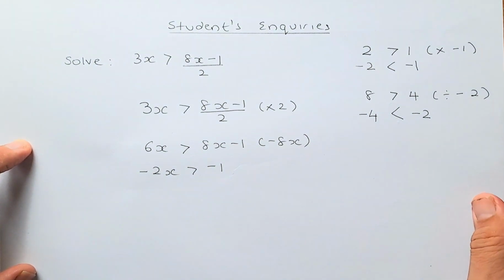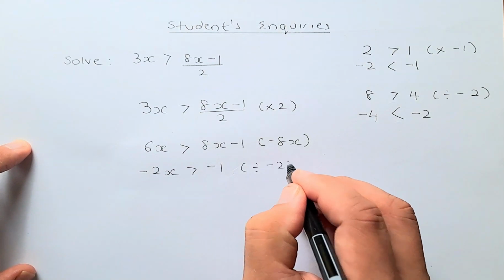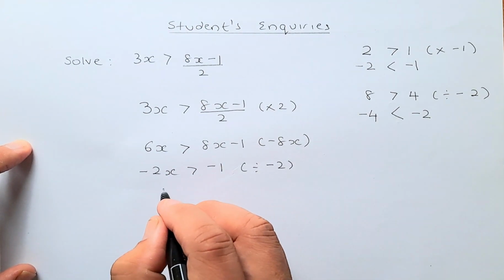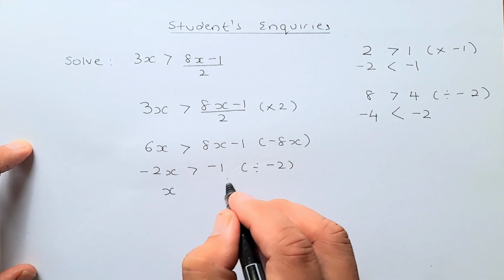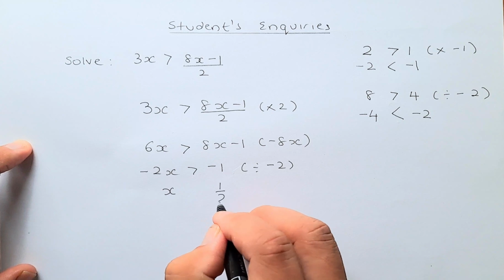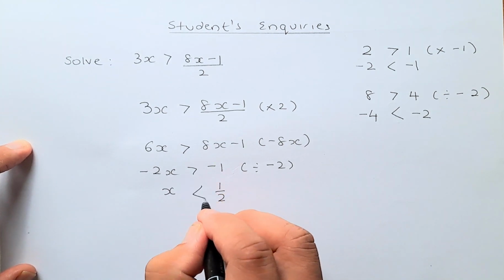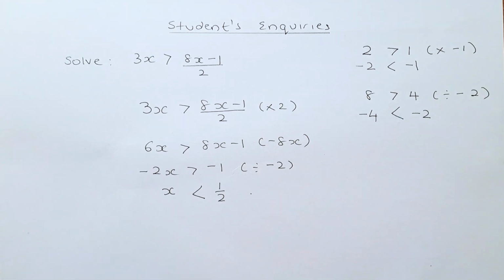Last but not least, we're going to divide by negative 2, to get rid of this negative 2, and it becomes x. We don't put the sign first. It's going to be negative 1 divided by negative 2, which is going to be half. Because you divide by a negative number, you have to change the greater than to less than, and that is how you solve this inequation.